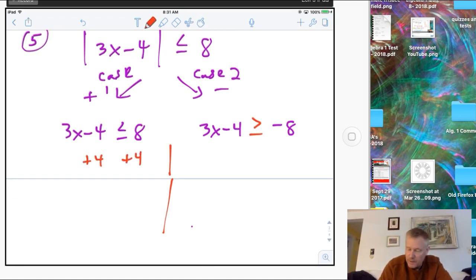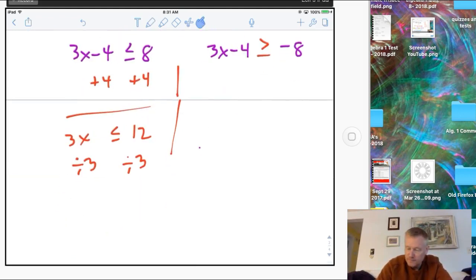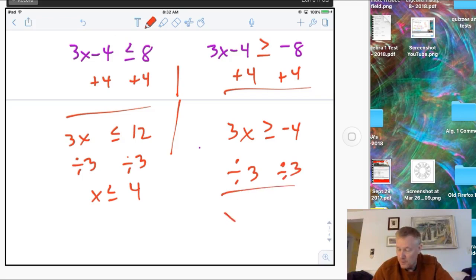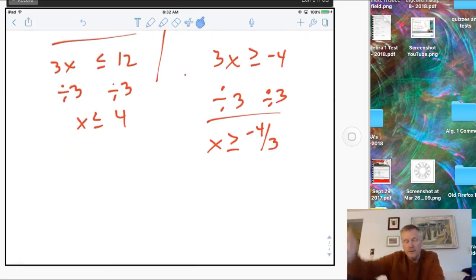Add 4 to both sides. 8 plus 4 is 12. I got 3x is less than or equal to 12. Divide by 3. I get x is less than or equal to 4. The right side, add 4 to both sides. I got 3x is greater than or equal to negative 4. Divide by 3. And I get x is greater than or equal to negative 4 over 3. Don't make it harder than it is.